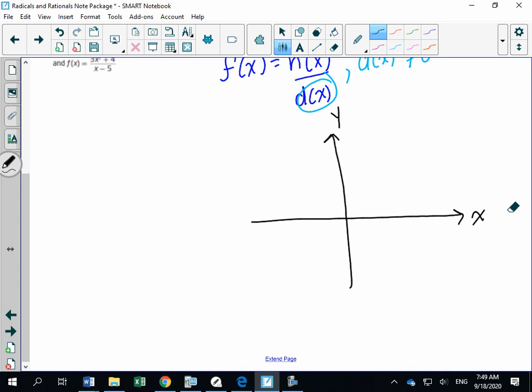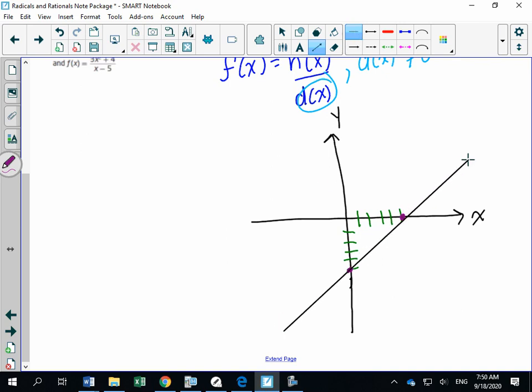So let's show that. 1, 2, 3, 4, 5. 1, 2, 3, 4, 5. So my graph is going to go through these 2 points here. So I'm going to illustrate that with a straight line connecting those 2 points. I'm going to put an arrowhead at the end of each line.